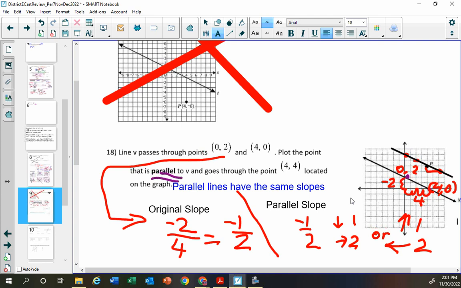Questions before we go on? Again, parallel lines have the same slope. Perpendiculars, that's when you do opposite flip. Because in one of your homework problems, I'm going to have a little chart for you. You're going to get a fraction, or maybe a whole number. Flip, change sign.